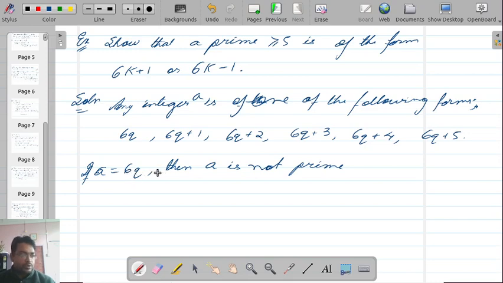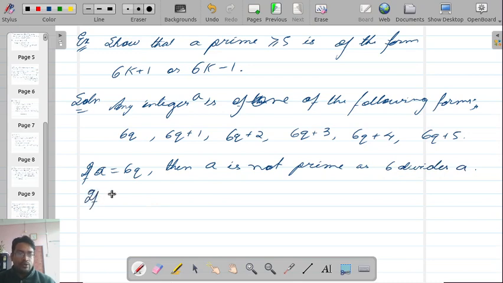You already have some idea about prime numbers from your school days, and of course we'll do it in more detail here. So using that idea, 6 is not a prime number. If you get a number which is divisible by 6, it cannot be a prime number. So a is not prime as 6 divides a.